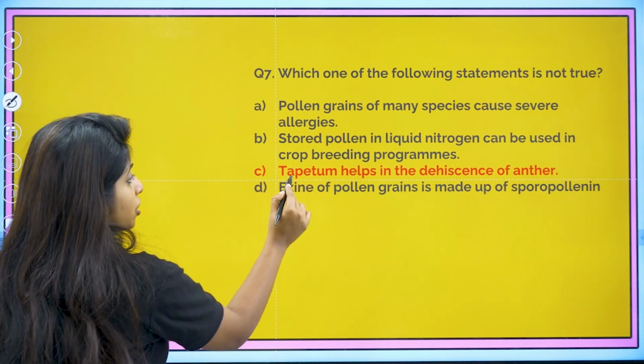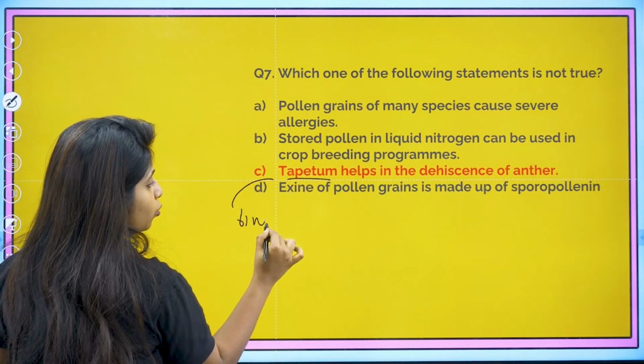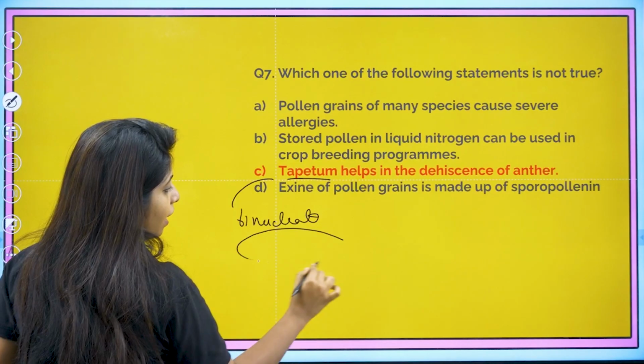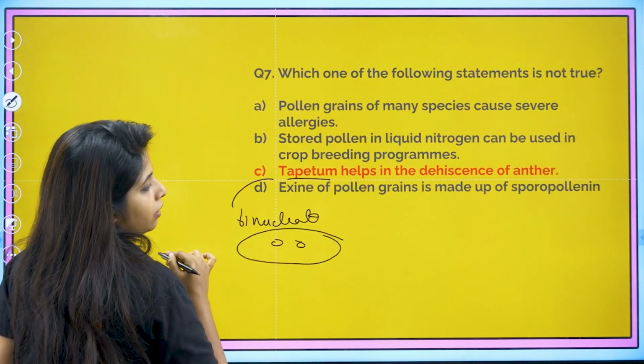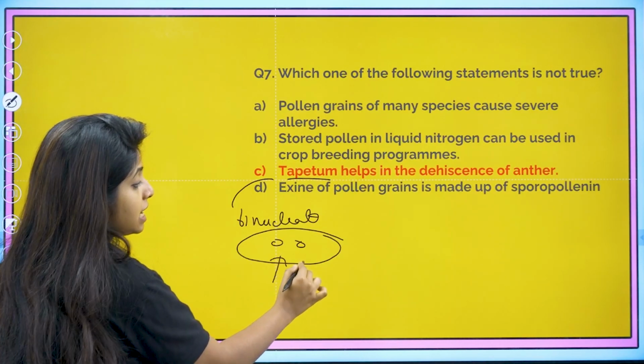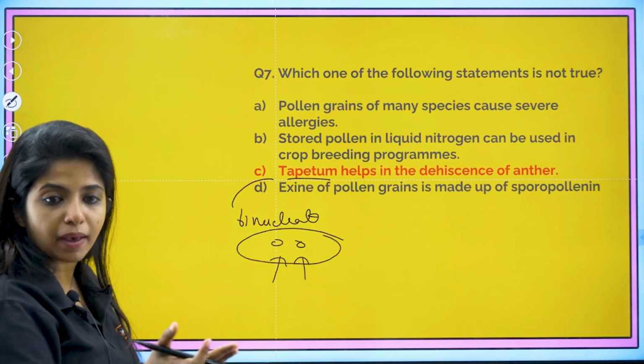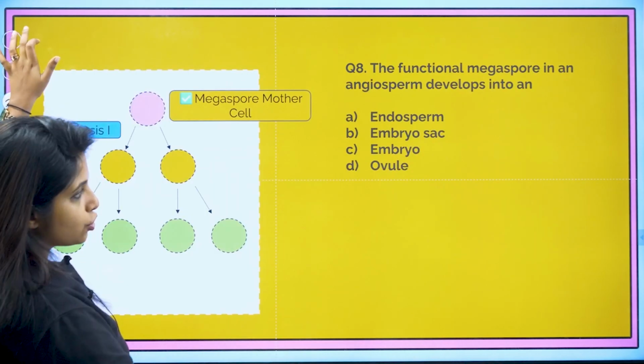Let me tell you a feature about tapetum, that is it is usually binucleate. That means a cell can have two nuclei. And it will have so much dense cytoplasm for nourishing the microspore mother cells and the future pollen grains.